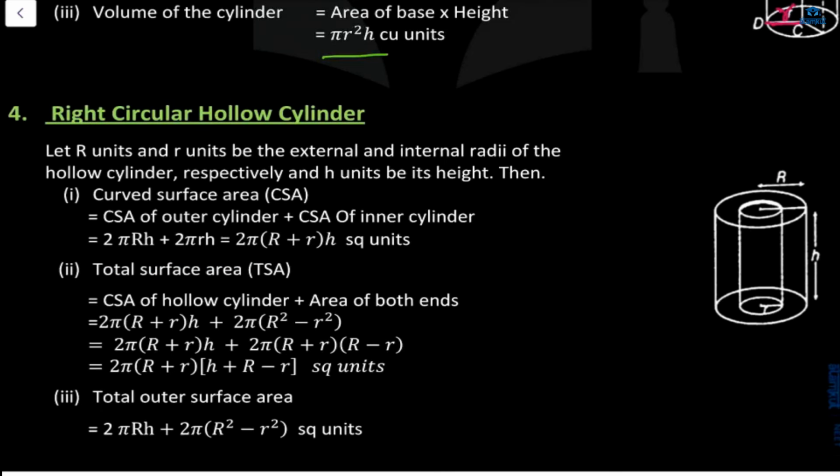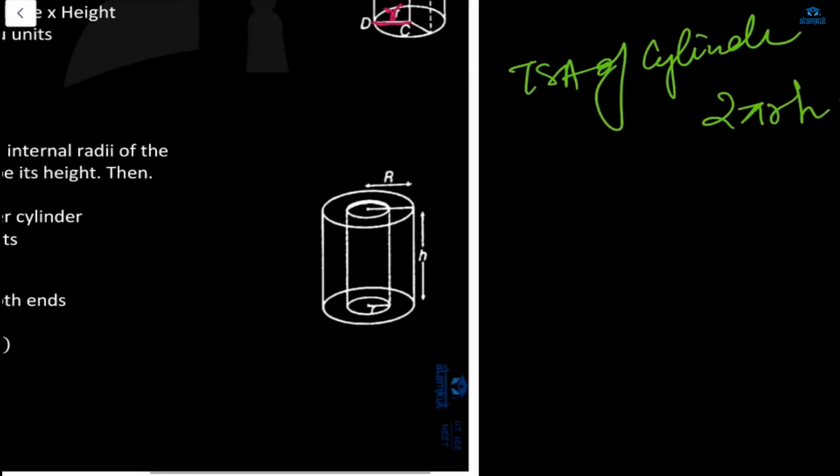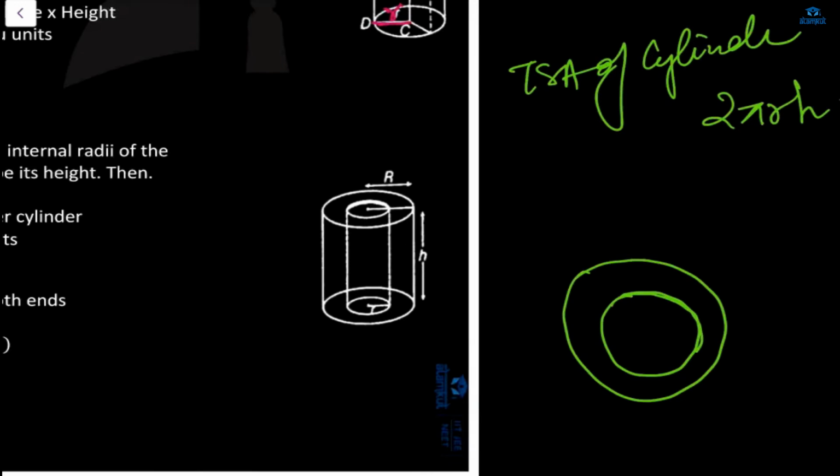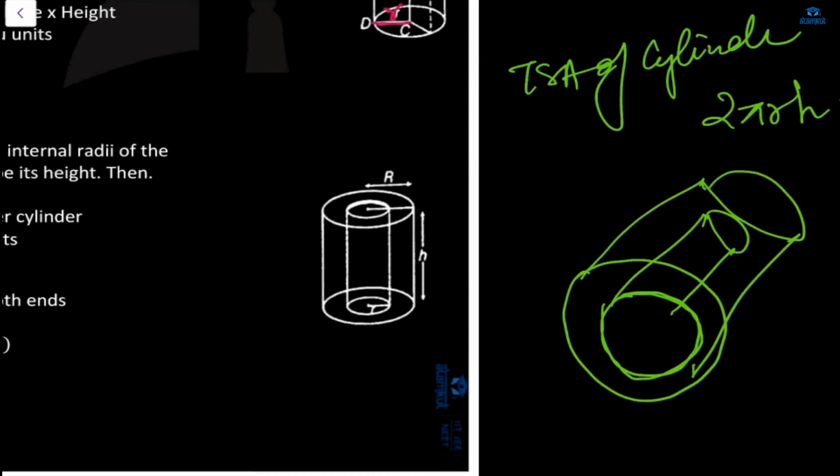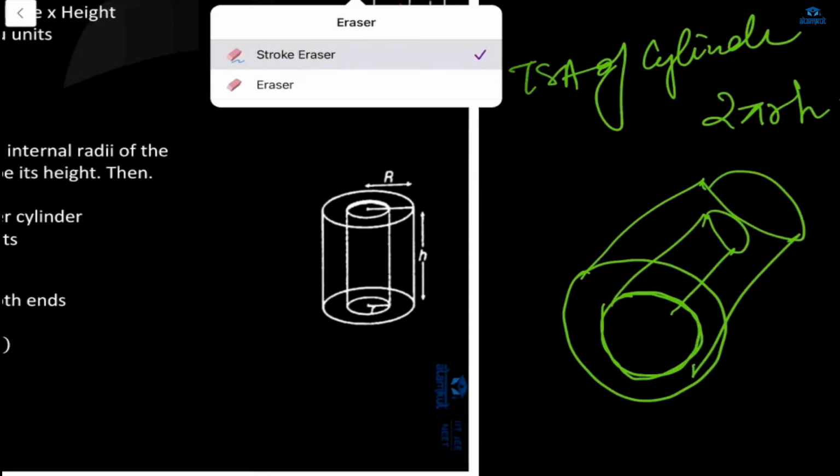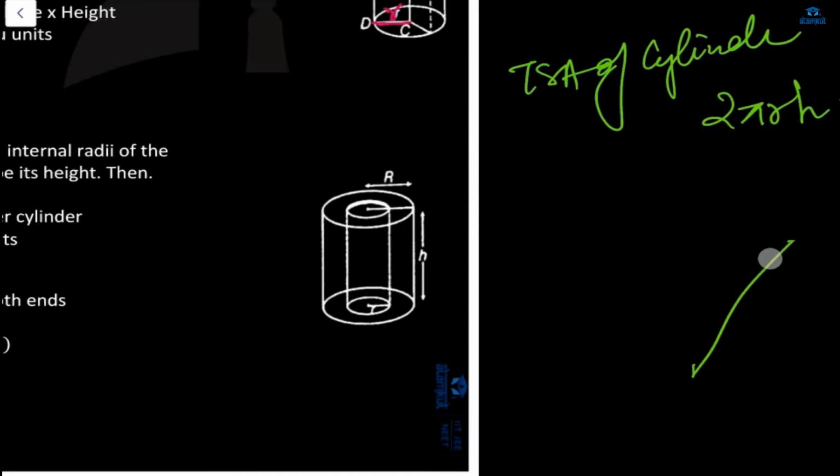Okay, now right circular hollow cylinder. Here you again have a cylinder, but a cylinder inside a cylinder. You have a bigger cylinder, and inside that you are keeping a smaller cylinder. Like a ring, you have seen a ring. If you take the three-dimensional form of the ring, this is only a hollow cylinder. Hollow means empty, so inside it will be empty. It will be in the form of a ring. The thickness may vary.